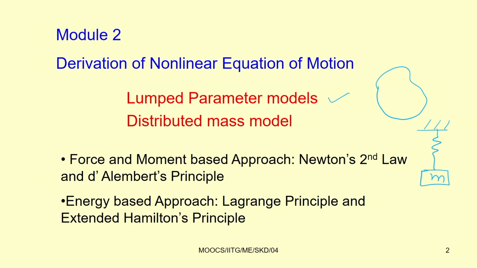If you put another mass, it can be a 2 degrees of freedom system. So, this is M1, this is M2, and this is K1 and this is K2. So, you have a 2 degrees of freedom system. Similarly, by adding a number of masses, springs or dampers, your number of degrees of freedom will increase and you can have a lumped parameter model.